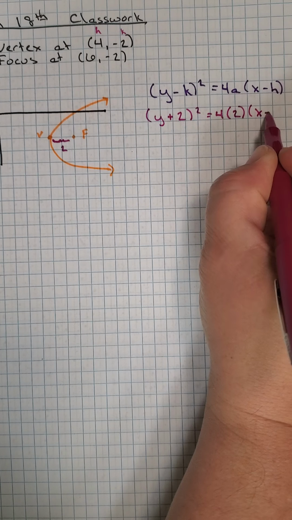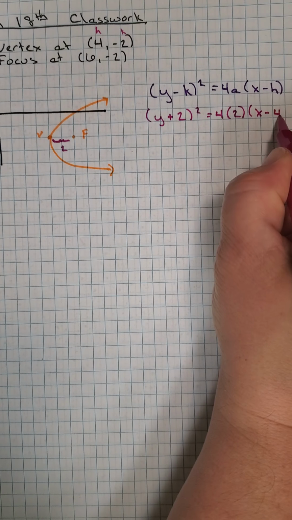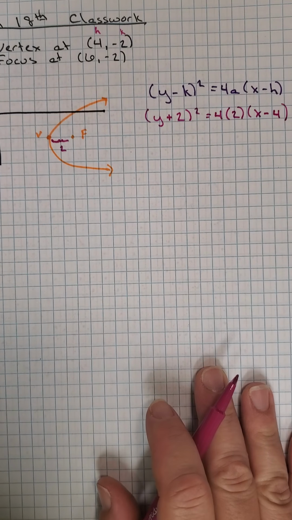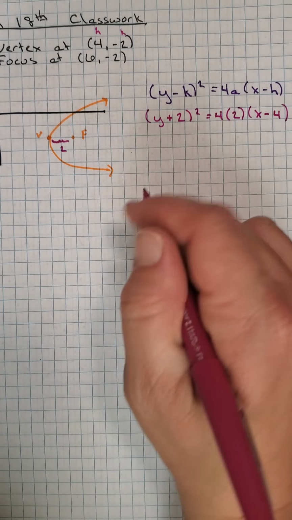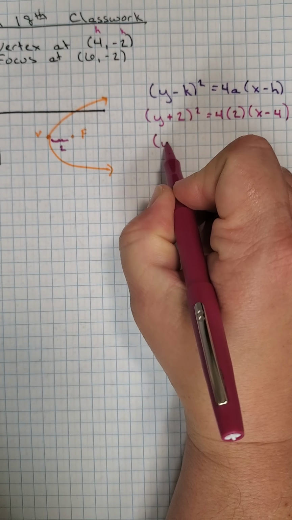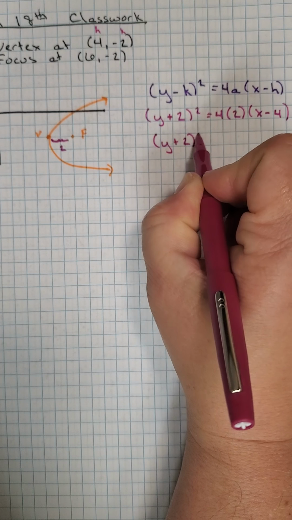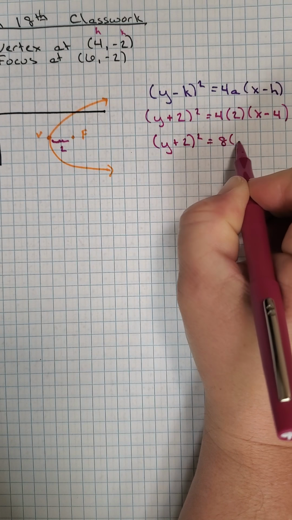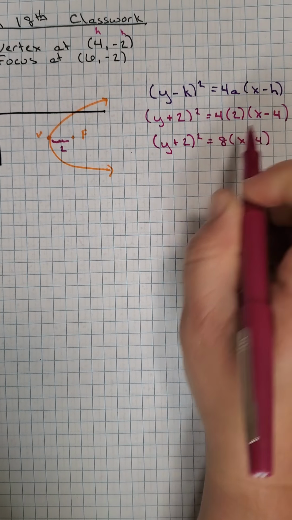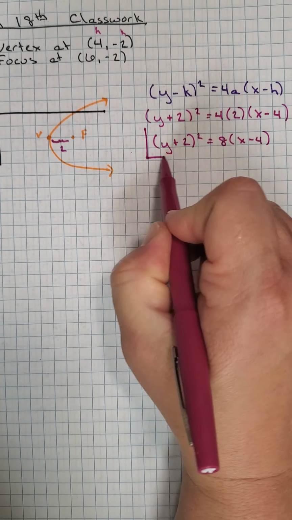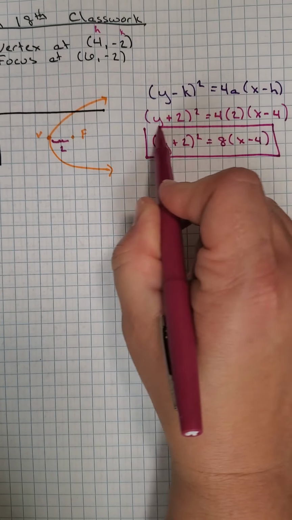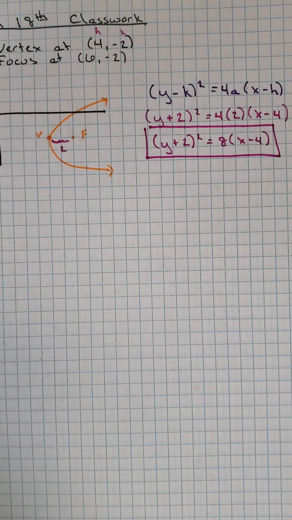And then we have x minus our h, which is 4. And I'm just going to neaten that up a little bit by doing 4 times 2. But since this is conic, you can just leave it in this form. You don't have to solve for x or y or anything like that. And that is the equation of the parabola. Alright, that was the first question.